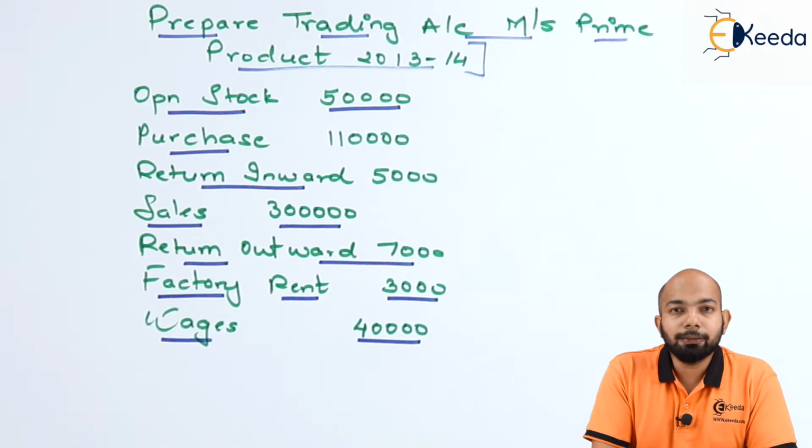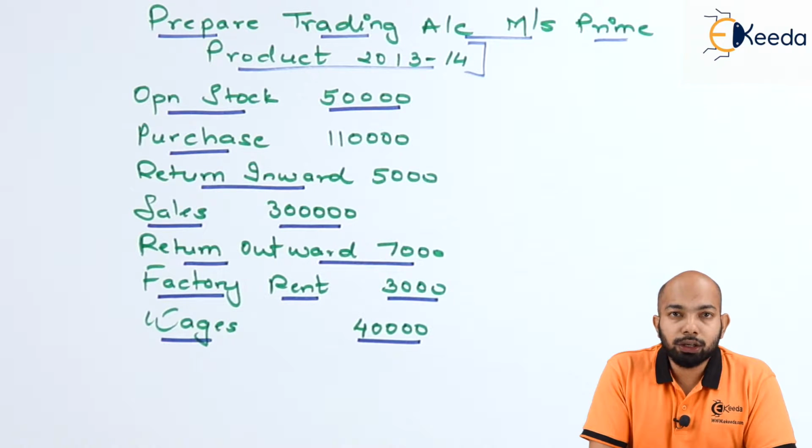We have factory rent mentioned as 3,000 and wages mentioned as 40,000. So these are the items mentioned in the question. We'll further go ahead and prepare the trading account for Messrs. Prime Product Limited.